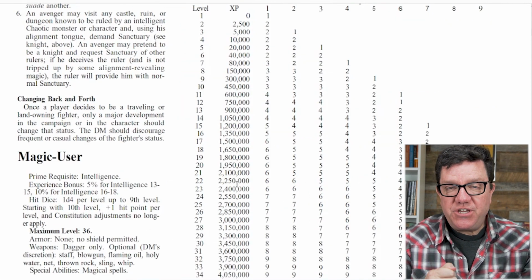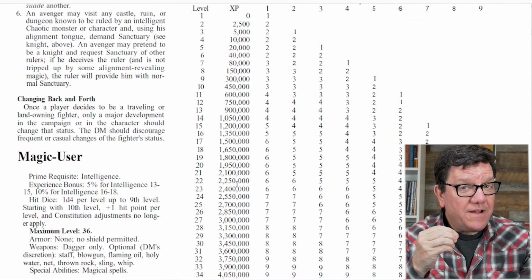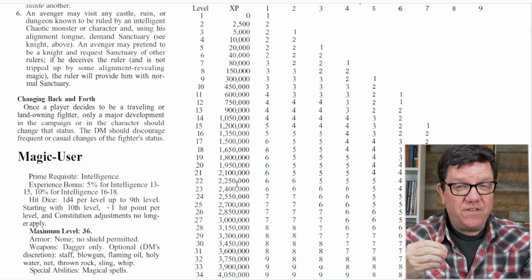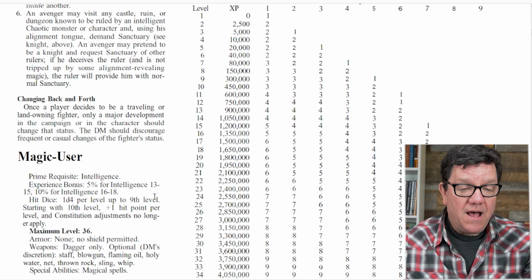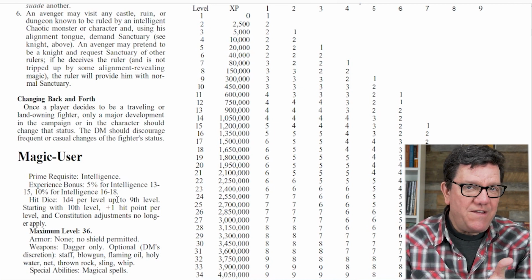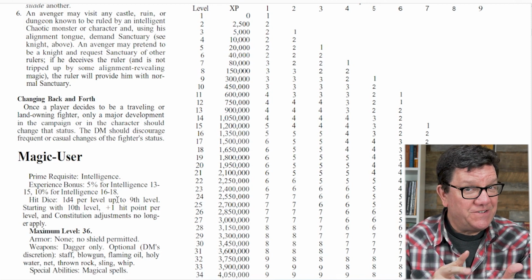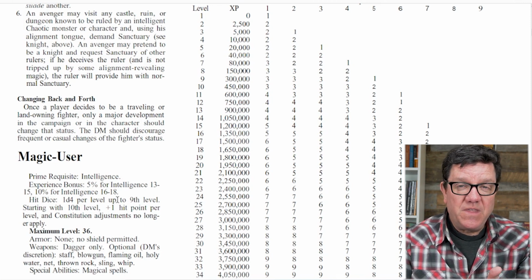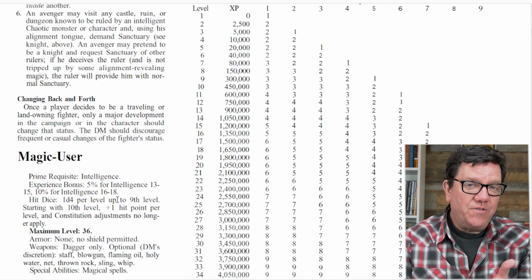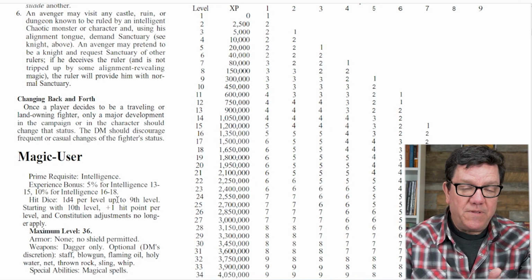Then we have magic users, higher again in experience, 2,500, 5,000, except 500. These go up much more slowly. Again, intelligence is your prime requisite. That's where you get your experience bonus. 1d4 hit dice. This is a thing for magic users and thieves, always that low hit dice. Got to protect yourselves. And of course, magic users cannot use any kind of armor, no weapons, dagger only.